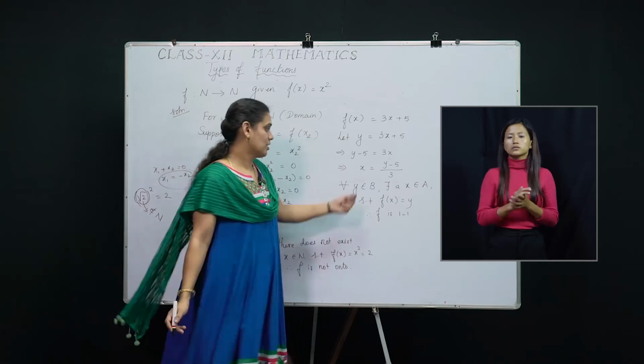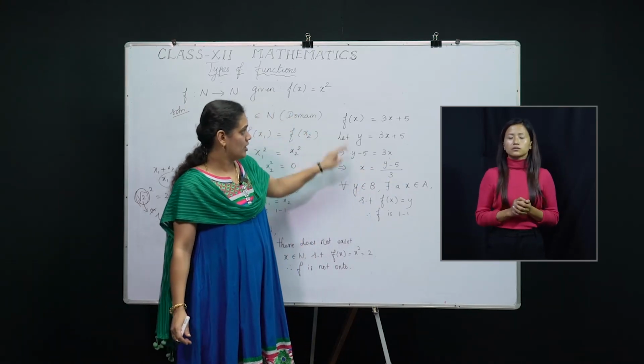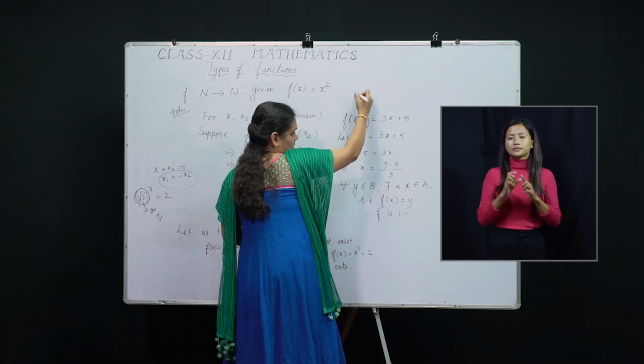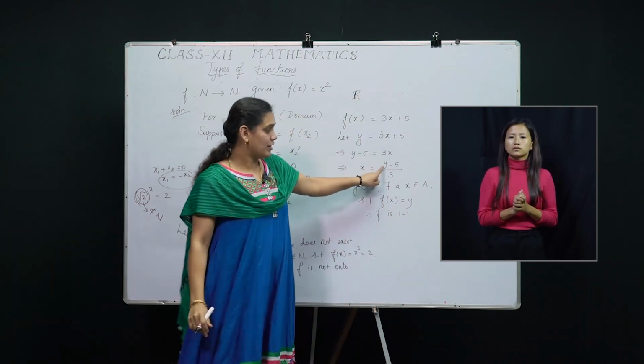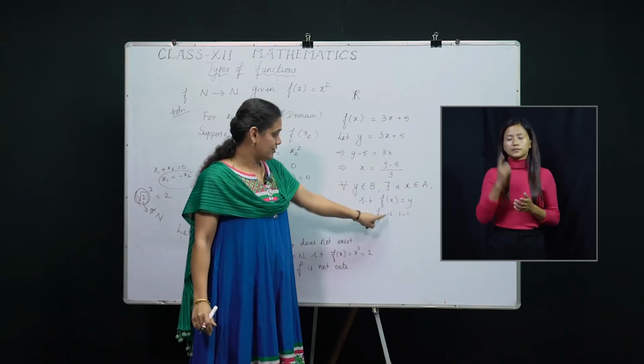We have to check whether this x value belongs to the domain or not. That is the only thing we have to do. Suppose the domain is the real numbers. You can give any value of y, so you will get a meaningful result for this, right? So in that case f is onto.